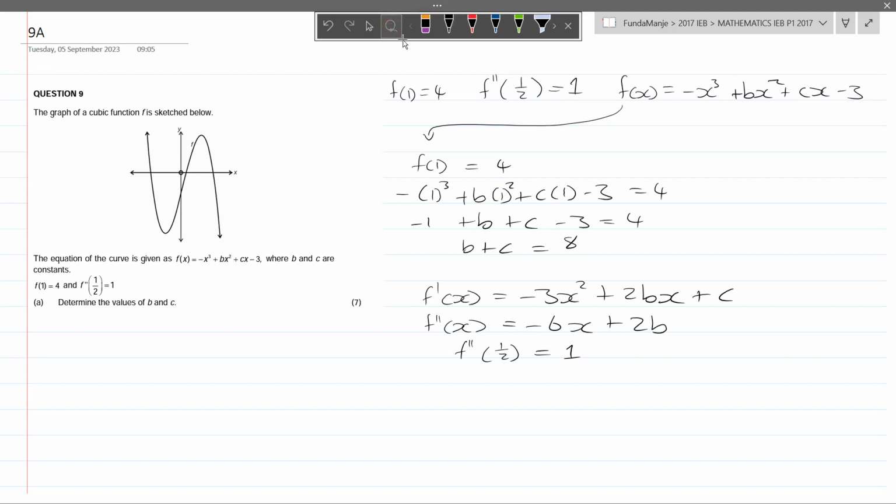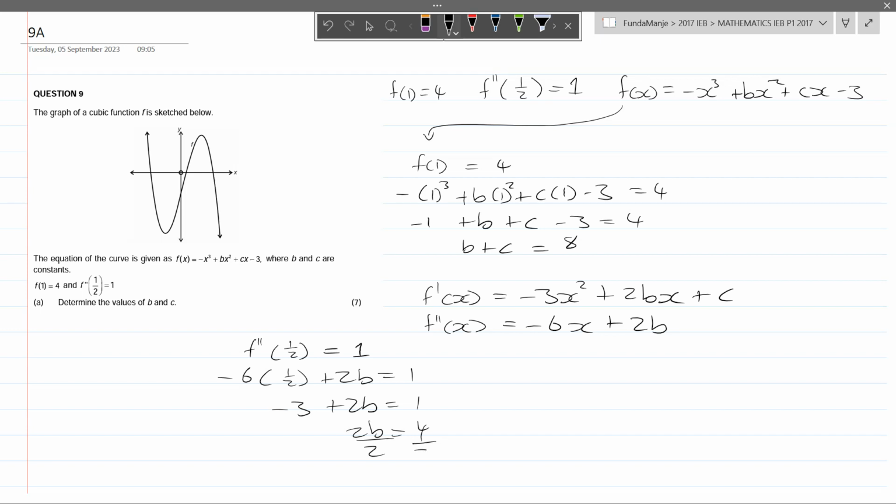Actually, let me just move this so we create a bit of space. Move this to here. Cool. Then what we are working with now is minus 6, replacing x with a half, plus 2b is equal to 1. C fell away because it's a constant. Then here we're going to have minus 6 over 2, that's minus 3, plus 2b is equal to 1. Take the 3 to the other side, we get 2b is equal to 1 plus 3, which is 4. Divide by 2 on both sides, you get b is equal to 2.